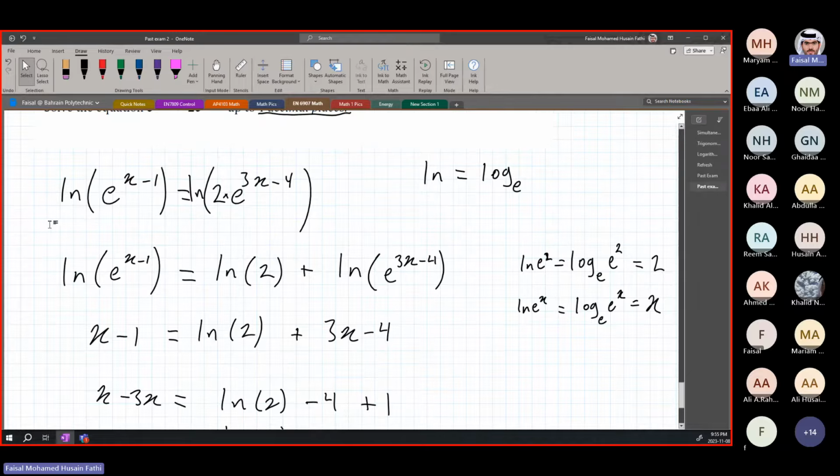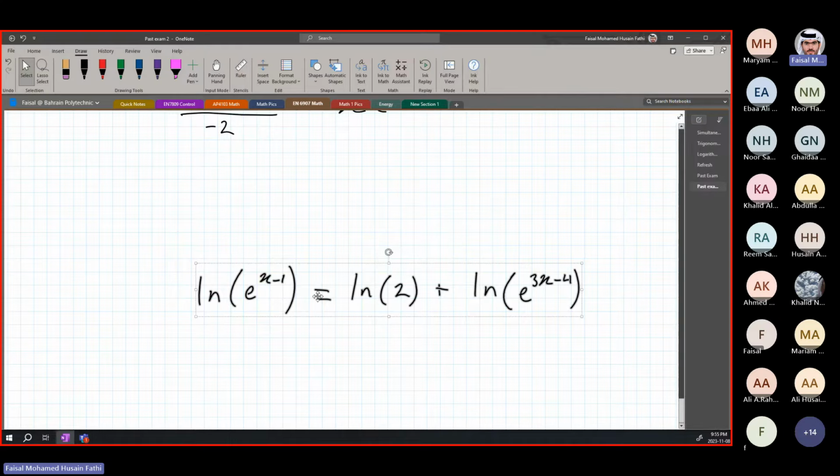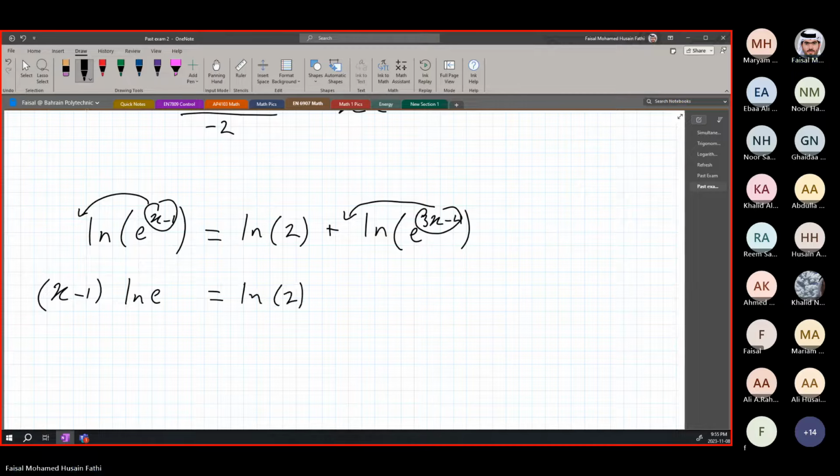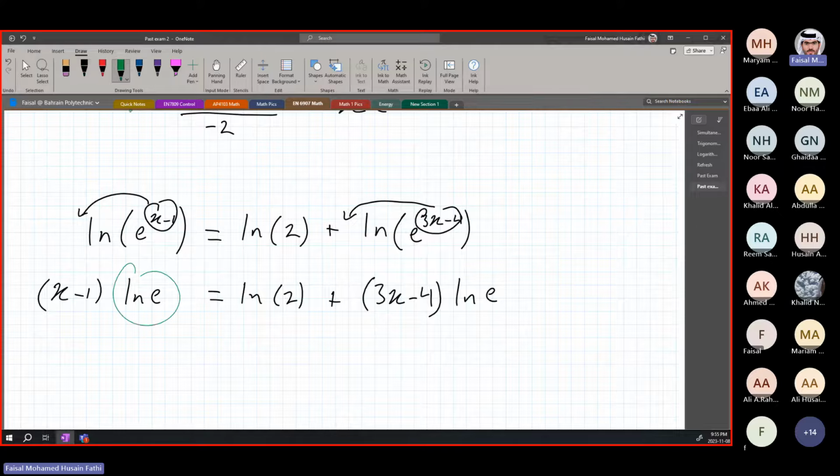Simple and easy. Another way of going from this step, so you don't complicate things too much. Do you remember the rule I told you about? If you have ln or log, you could just take the power outside. Right or not? Okay. You could just take the power outside. So you can write it like this: x minus 1 times ln of e is equal to ln of 2 plus 3x minus 4 times ln of e. Okay, ln of e is what? It's 1. This is equal to 1. This is equal to 1.